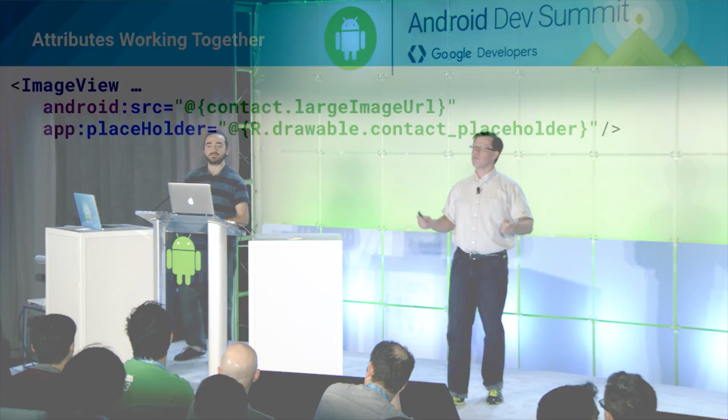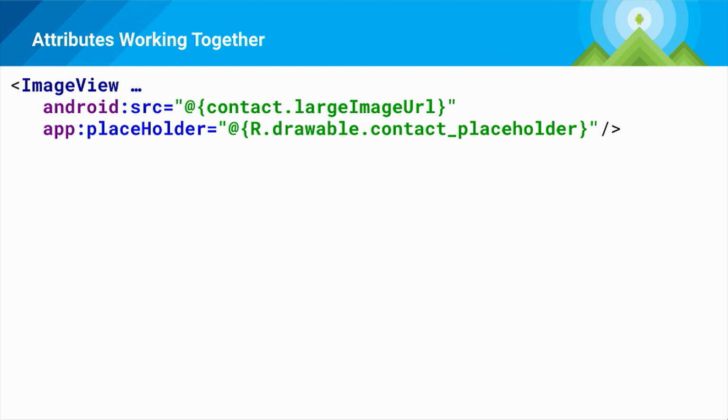But what if you want to do something more interesting? Let's imagine you want to have a placeholder for your image. Now, you have to do this with Picasso in the same call, right? You can't just say, in one call the load, and in the other one you do the placeholder.